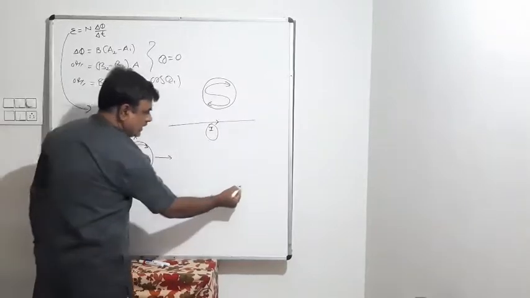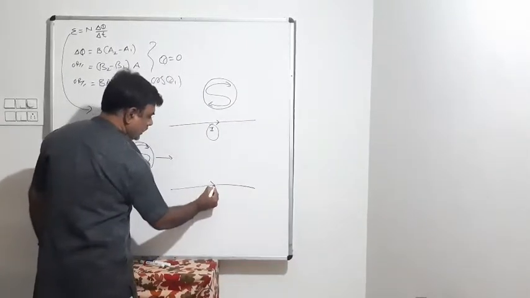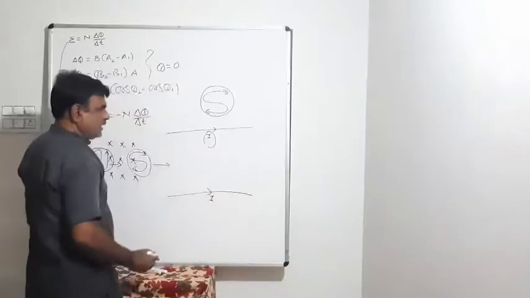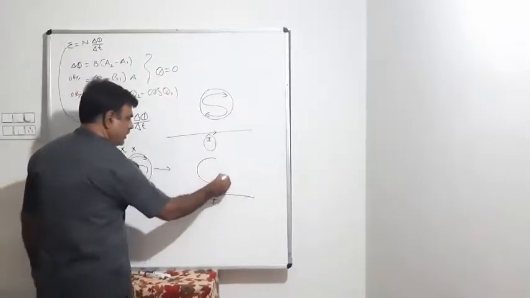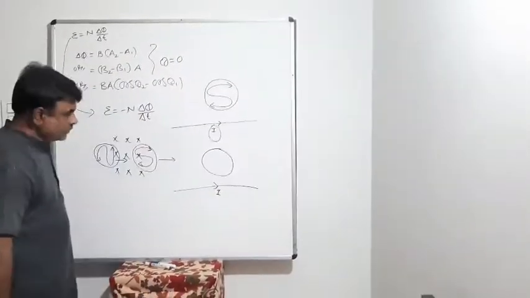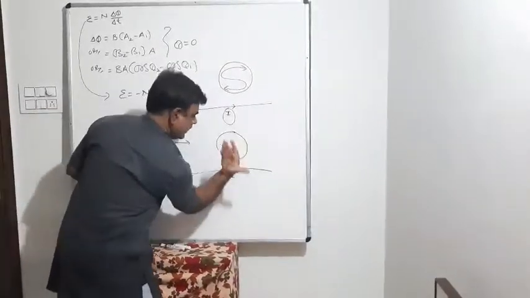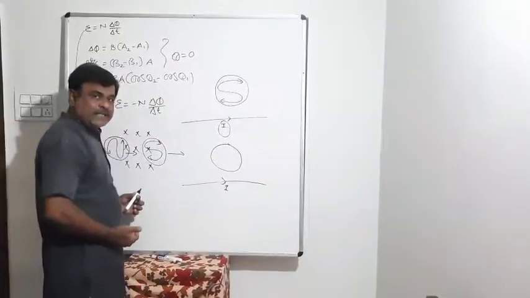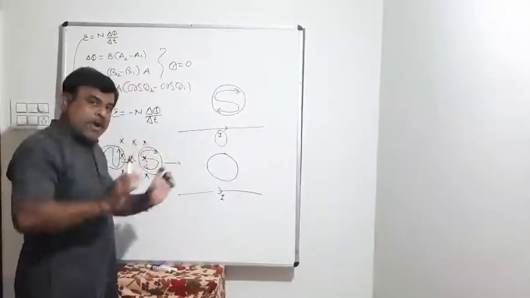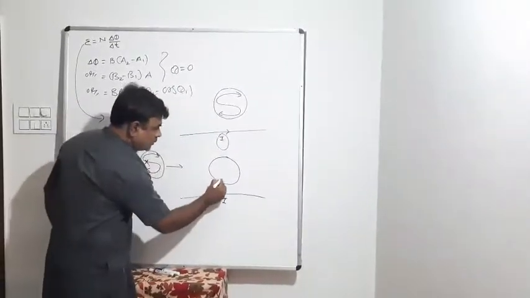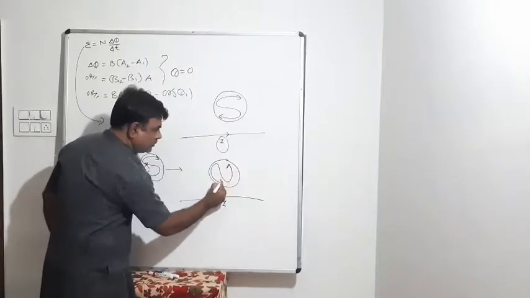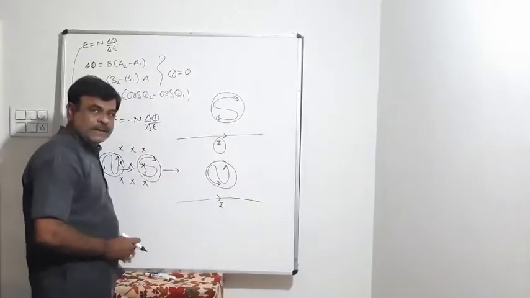But instead of that, same situation. Again, horizontal wire which carries current I, and we have kept a circular loop. Now, if this current is decreasing, then outward field is decreasing. To develop more outward field, current should be induced in anti-clockwise direction.